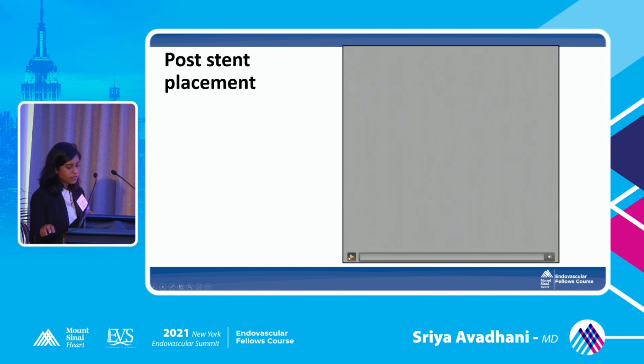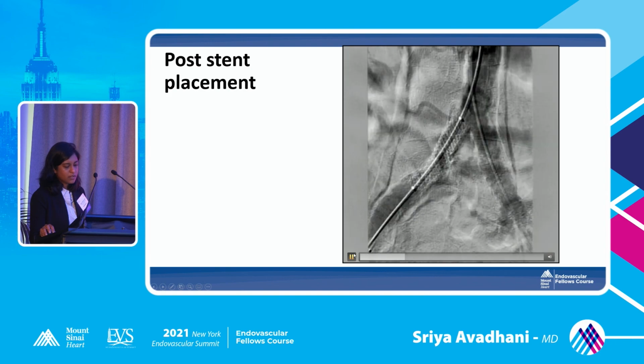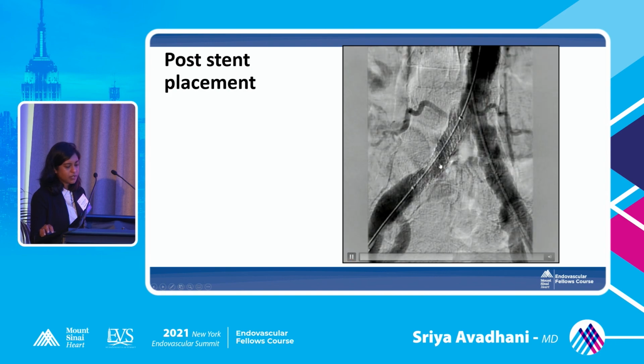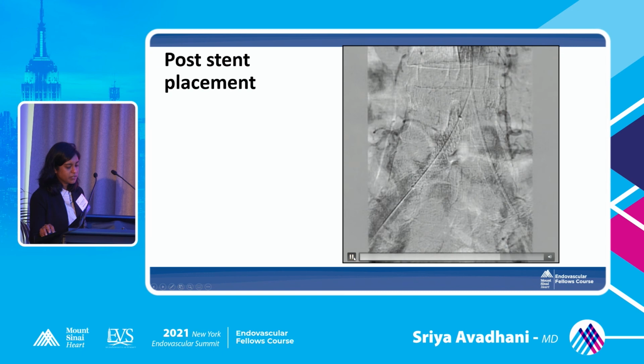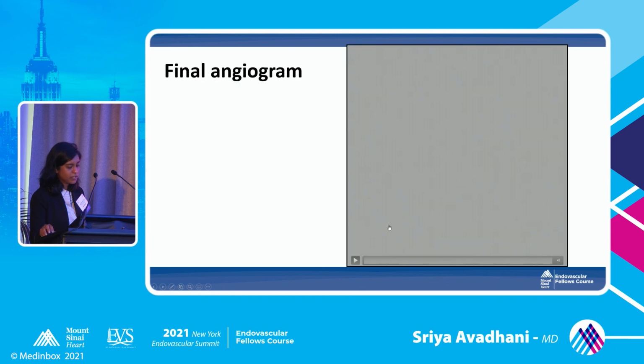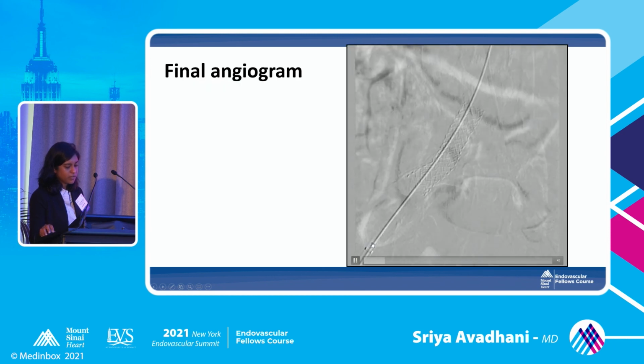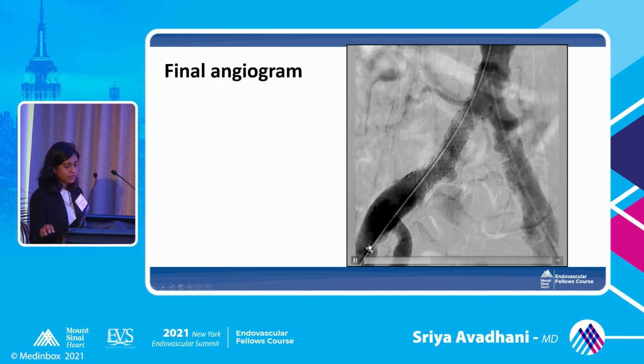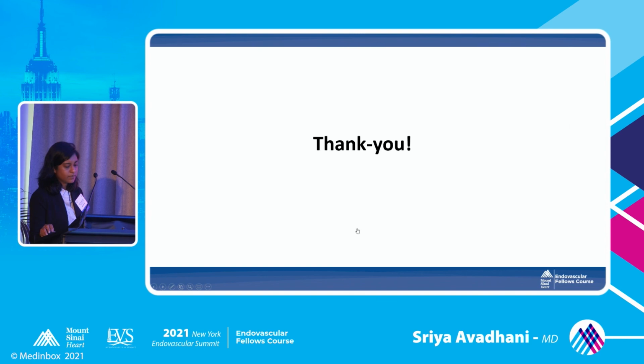And this was the result after the stent. There was a discrepancy between the proximal and distal vessels. So we ended up taking a 12.020 and post-dilated the distal edge here. And this was our final. And that's it.